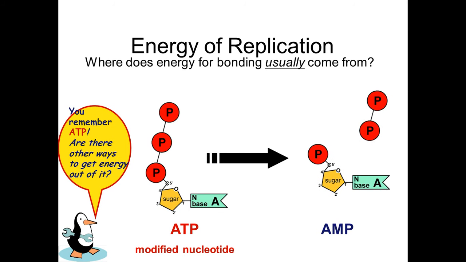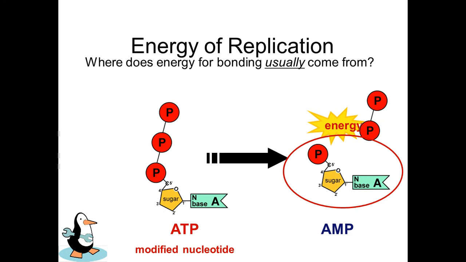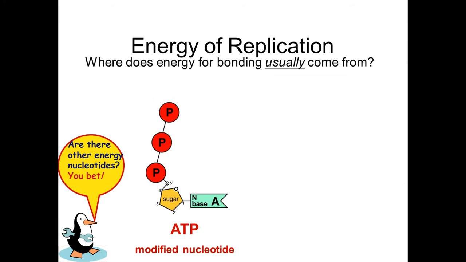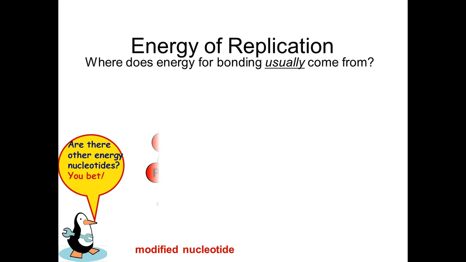If you take off two phosphates at the end, you get AMP, or adenosine monophosphate. This structure here looks just like any one of our normal nucleotides that form part of DNA: adenine, sugar, and phosphate. So the nucleotides come with their own energy, and they leave behind the nucleotide. Other energy nucleotides, of course.